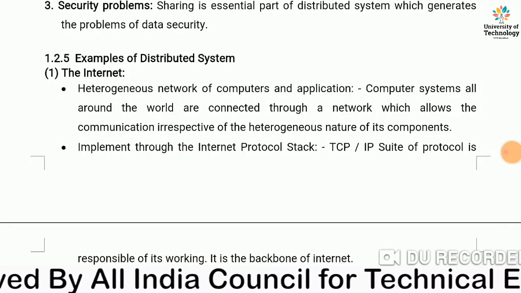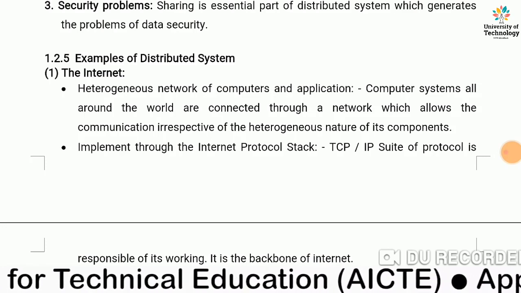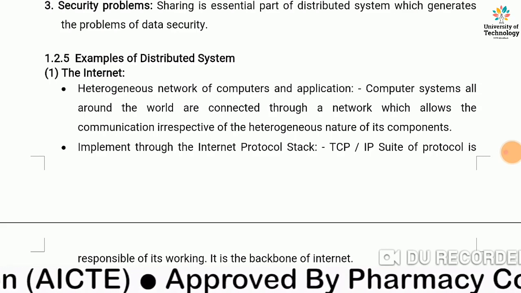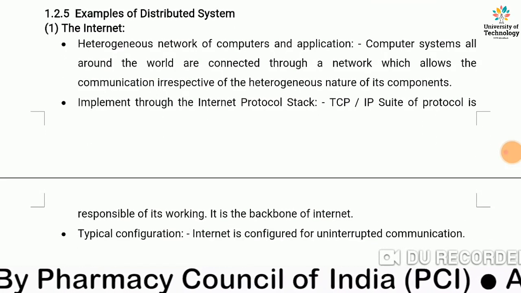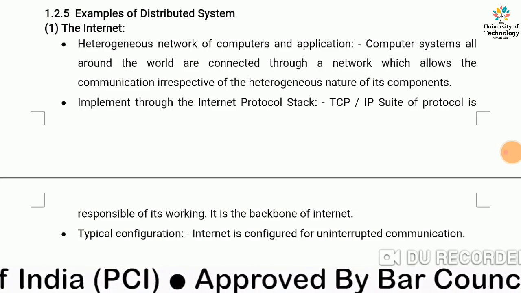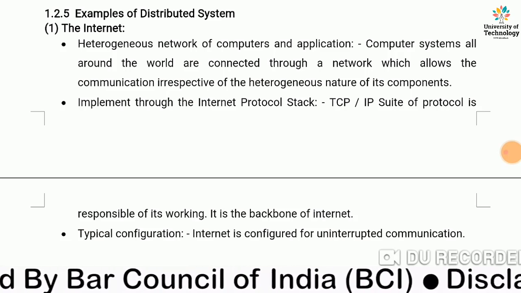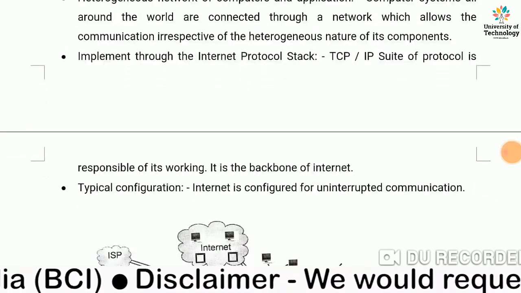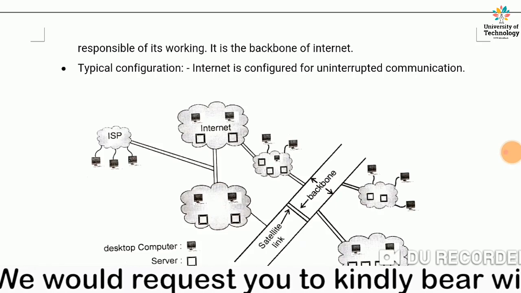First, the internet. Heterogeneous network of computers and applications. Computer systems all around the world are connected through a network which allows communication irrespective of the heterogeneous nature of its components. Implemented through the internet protocol stack. The TCP/IP suite of protocols is responsible for its working. It is the backbone of the internet. TCP/IP stands for Transmission Control Protocol and Internet Protocol. Typical configuration: the internet is configured for uninterrupted communication.